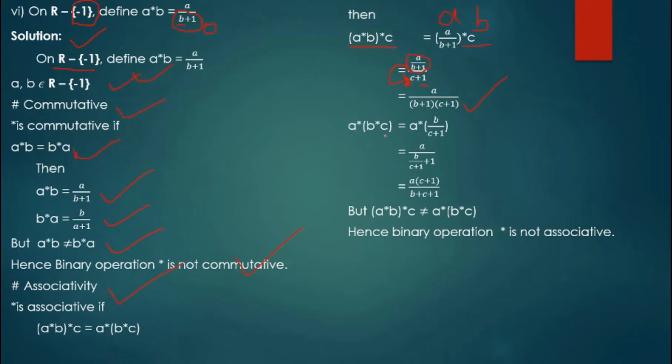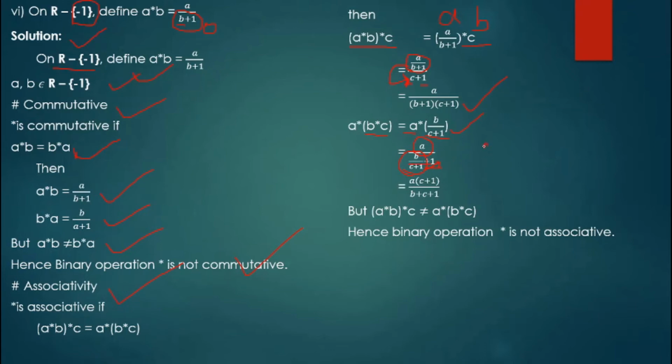Next, A star B star C equal to A star. For B star C, what would you write? B by C plus 1. Now we have this as A and this as B. What is A star B? A by B plus 1. So this is A. What is next? By B plus 1. What is B? B by C plus 1. This is B, and plus 1. So if we cross multiply, what will happen? A by B plus 1 into C plus 1, that is C plus 1. So B plus C plus 1 whole divide by, we will be getting C plus 1.